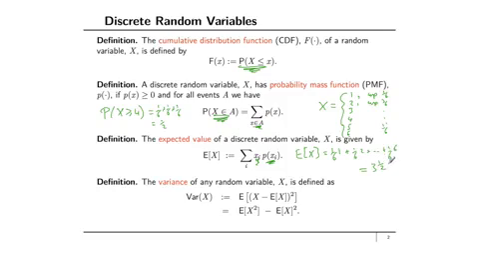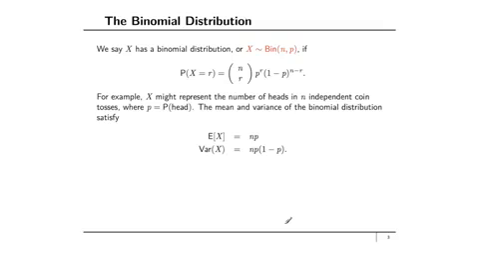Okay, so we also have the variance of a random variable. It's defined as the expected value of X minus the expected value of X, all squared. And if you expand this quantity out, you'll also get this alternative representation, so that the variance of X is also equal to the expected value of X squared minus the expected value of X, all squared. Okay, so that covers discrete random variables, probability mass functions, and so on. So let's look at a couple of distributions.